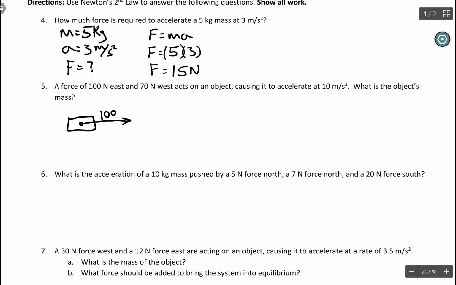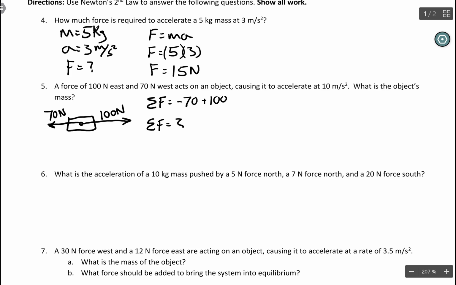In this case, we have 100 newtons acting to the east and 70 newtons west. You want to try to draw your vectors somewhat to scale so you can get an idea of what's going on. Now, just like we did in numbers 1 and 2, let's find what the net force is. It's negative 70 plus 100. Again, negative 70 because it's pointing to the left. Don't forget, forces are vectors, direction matters, and we show the direction by calling it either positive or negative.